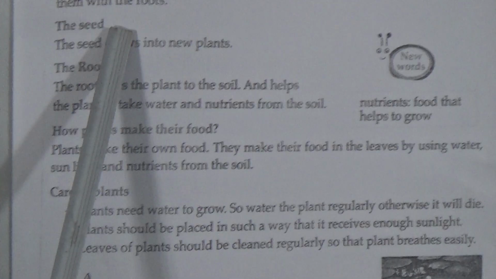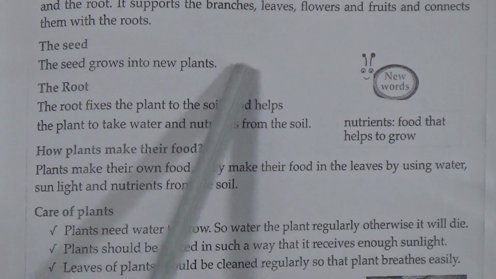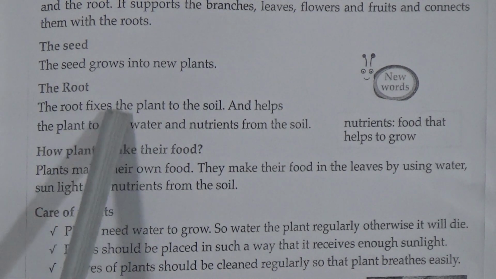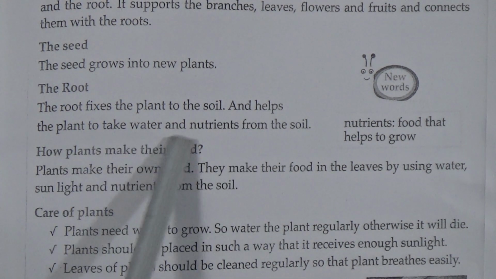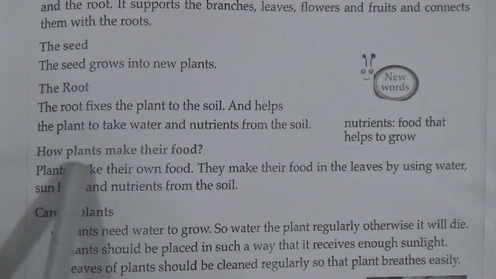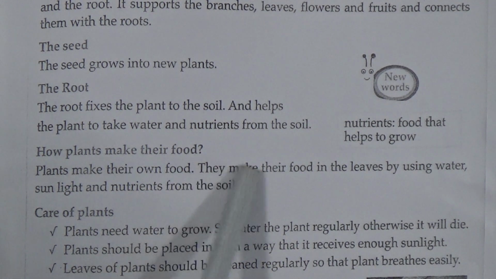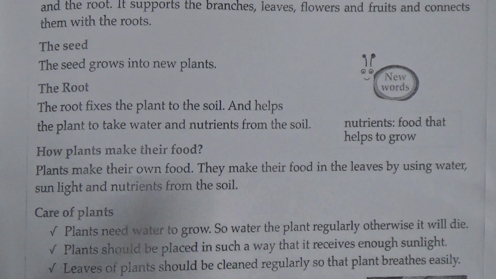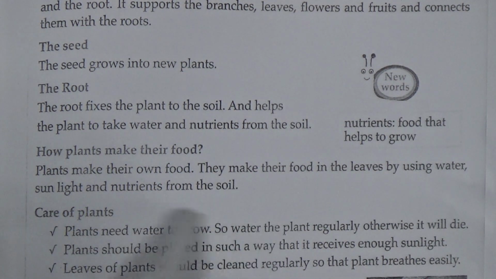Now the next part is seed. The seed grows into new plants. Now the last one is the root. The root fixes the plants to the soil and helps the plants to take water and nutrients from the soil. Now, how do plants make their food? They make their food in the leaves by using water, sunlight and nutrients from the soil.